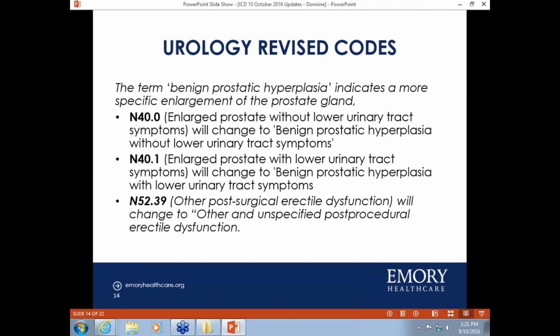So the term benign prostatic hyperplasia indicates a more specific enlargement of the prostate gland. The previous code is enlarged prostate without urinary tract symptoms. These are codes that urology uses a lot. They're heavy use, so this is going to be a significant impact for them. That code will change to benign prostatic hyperplasia without lower urinary tract symptoms. And then you have with lower urinary tract symptoms. Also, there's a code for other post-surgical erectile dysfunction. That'll change to other and unspecified post-procedural erectile dysfunction.